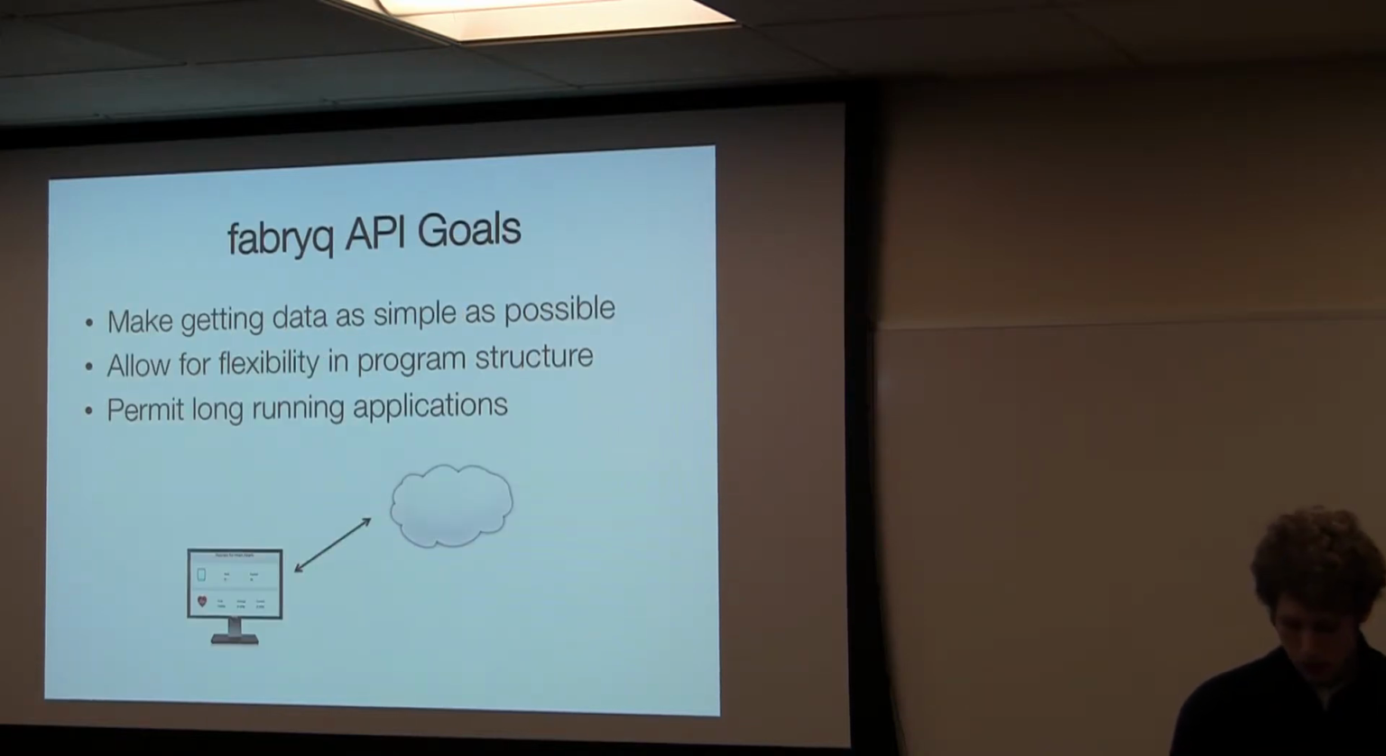So in the design of our API, the first goal was to make it as easy to connect to a device and get data from it as possible. So the basic structure is you initialize the fabryq application and list out what devices you have, and then as soon as you have the device object, you can do a get or set or notify command as if you were writing an application that connected directly to the device.